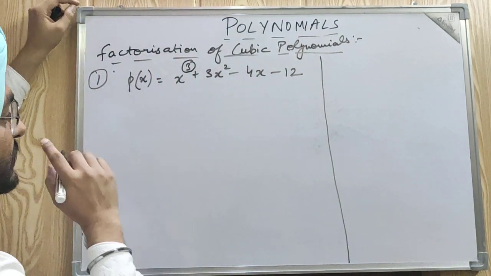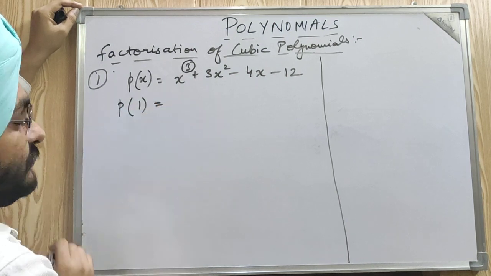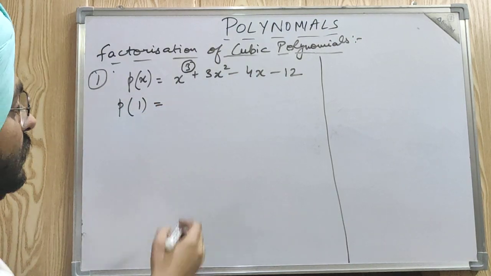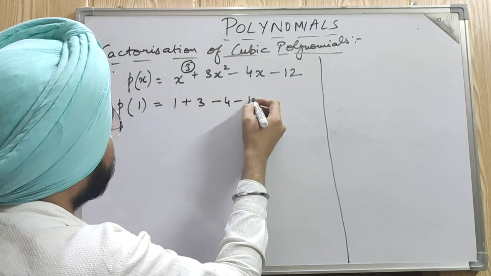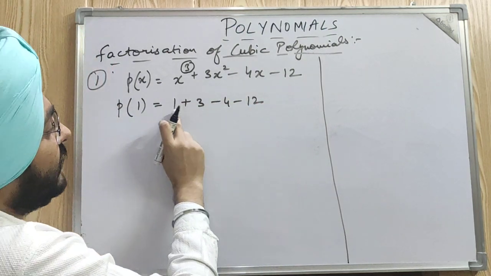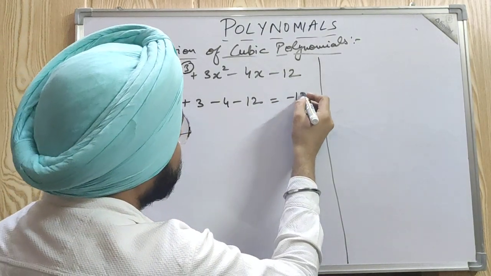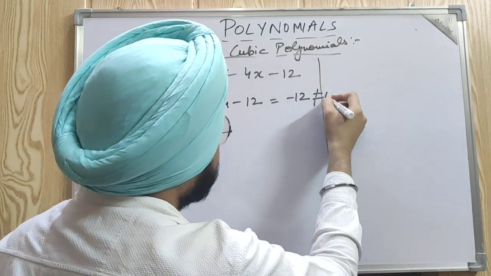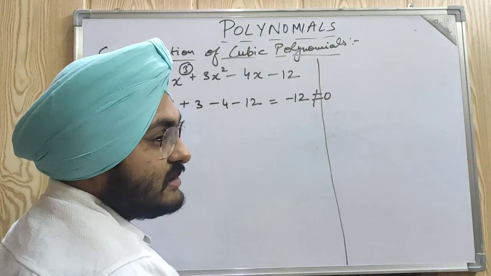Just see here. Firstly put x equals to 1. Substituting, 1 plus 3 minus 4 minus 12. So 1 plus 3 will be 4, 4 minus 4 will be 0, 0 minus 12 will be minus 12. So it is not equal to 0. You have to find at which value it will be 0.